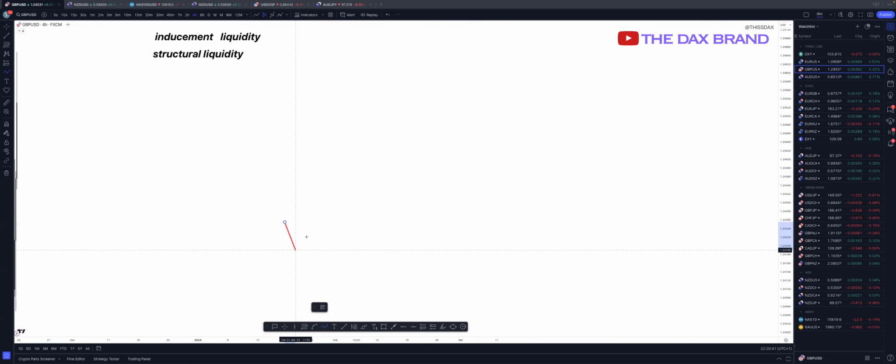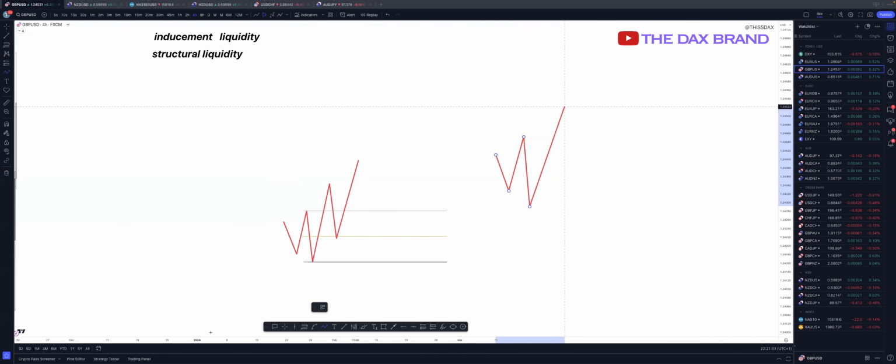Your structural liquidity must be close. It must be close to where the money is. And when I say where the money is, this is pretty much it. You have a sweep of this low, then you have a break of structure. You see, from this break to the low, this is where the money is.